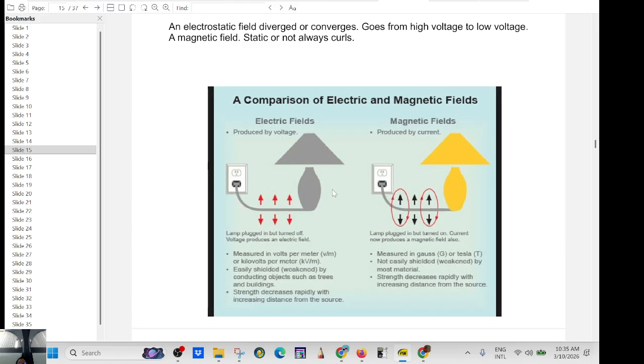So, for example, if you have something which is not turned on, you still have charge carriers, free electrons. And so you're going to have an electric field even if it's not on. No magnetic field, okay, because the charges are not moving. You need moving charges to have a magnetic field. Once it's turned on, then yes, you're going to have an electric field and a magnetic field curling around.